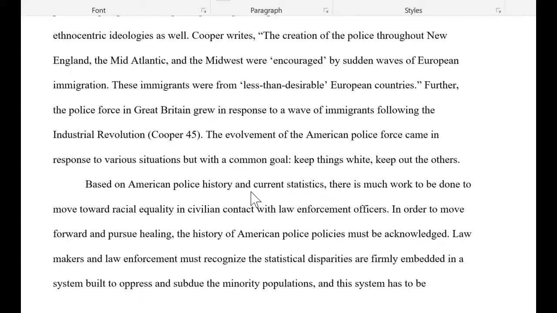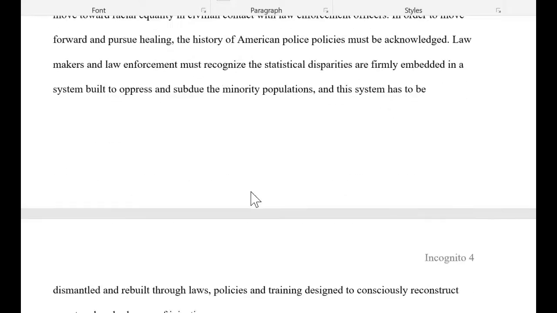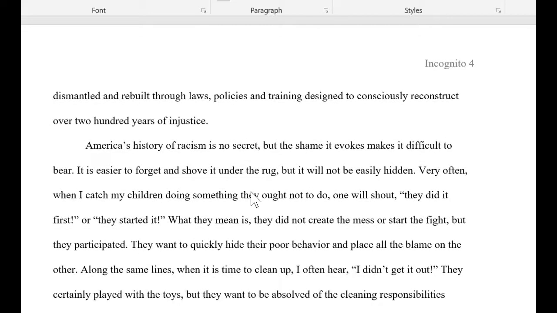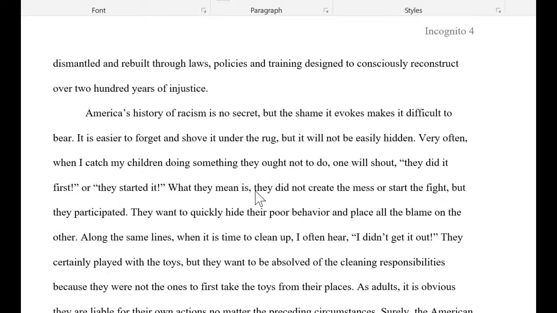Now, the 2 areas that I would want to point out to the student, one might be the way of getting at that opposing viewpoint. The technique that the student uses here is really, to begin with, dismissing it. "America's history of racism is no secret, but the shame it evokes makes it difficult to bear. It is easier to forget and shove under the rug, but it will not be easily hidden."